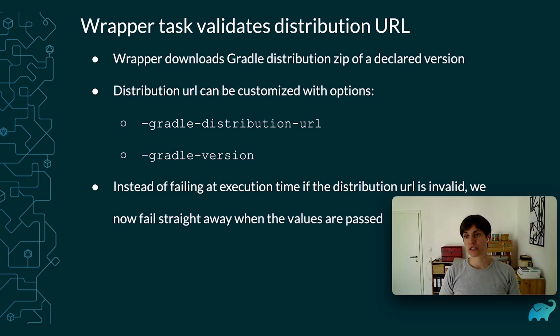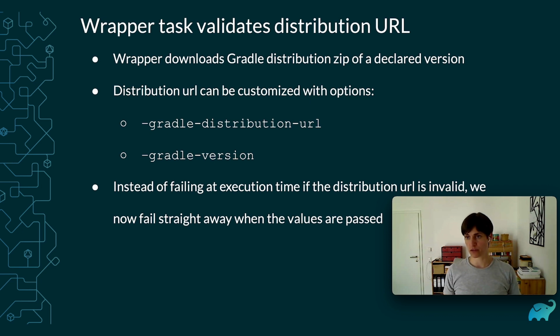This item is about the Gradle wrapper and specifically about an earlier validation of the distribution URL that you can pass to the wrapper. The Gradle wrapper is the preferred way of executing a build. It's a script that invokes a declared version of Gradle and downloads it beforehand if necessary. And that is used instead of relying on the local version that you can't really control.